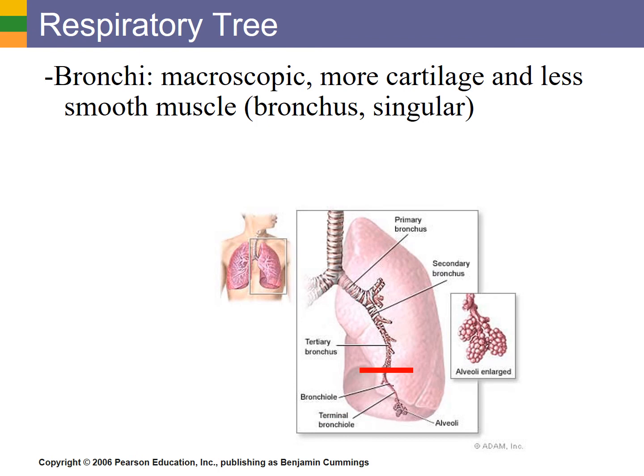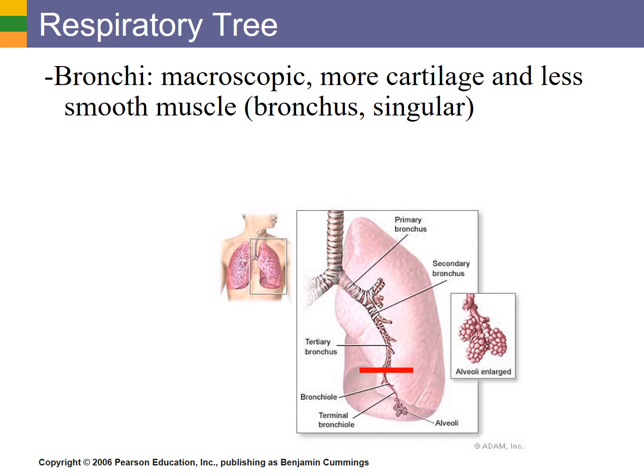As we talk about the respiratory tree, I want to be sure that we clarify a couple of terms. So above that red line there are bronchi. Singular would be bronchus. So primary, secondary, tertiary bronchus. These are macroscopic structures. In other words, they're big enough that you can see them with the naked eye. They are mainly composed of cartilage, and smooth muscle is a minor component. This means they are less likely to collapse.